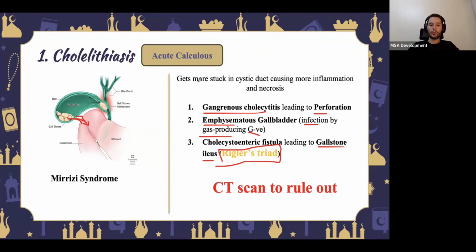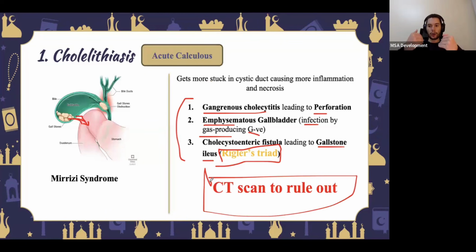How would you rule out these complications of acute calculous cholecystitis? You do a CT scan. Do a CT scan to rule it out. So if you go back to our workup, first you do an ultrasound to diagnose it. Then if the ultrasound was not enough or was not conclusive, you do a HIDA scan. And then to avoid complications, you would add on a CT scan to rule out any of those.